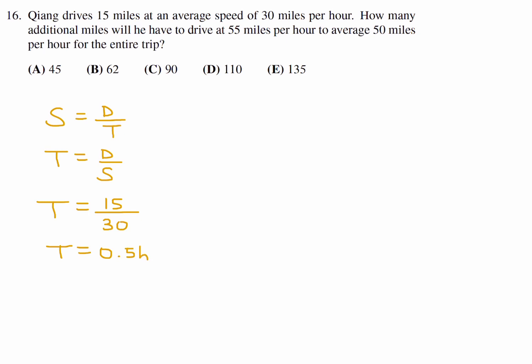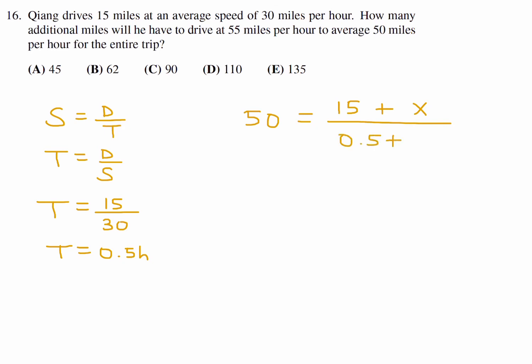Now they have this scenario: how many additional miles will he have to drive at 55 miles per hour to average 50 miles per hour? So now we'll use this formula. We want that to be 50. And the distance, well, the first segment was 15 miles. The second segment, they don't tell us, so I'll just call it X. That's actually what we have to find out. And then the time, for the first one, we just figured out it was 0.5.